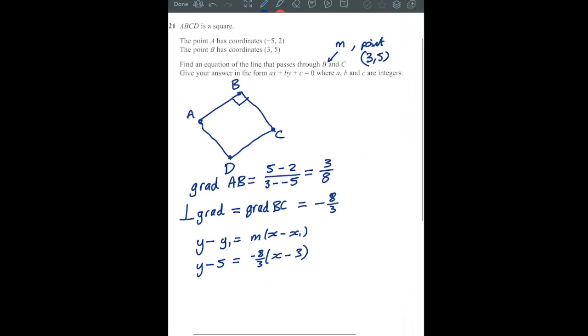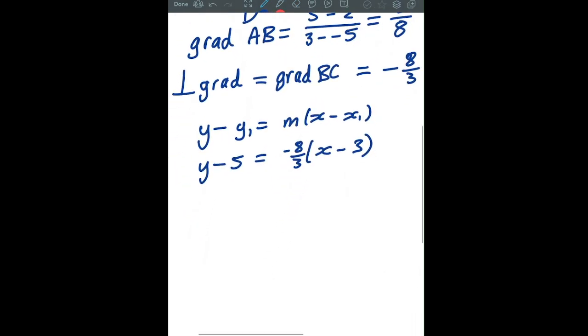Now, notice the style the answer wants to be in. It wants to be equal to 0, and it wants the A, B, and C to be integers. It wants them to be whole numbers. Well, in that case, I hate fractions again. So I want to deal with that fraction fairly early. You could expand the bracket first, but I'm going to deal with the fraction first. So I'm going to multiply everything by 3.